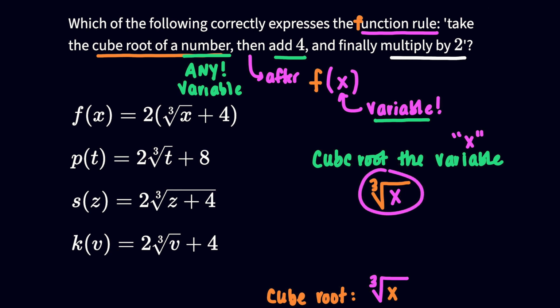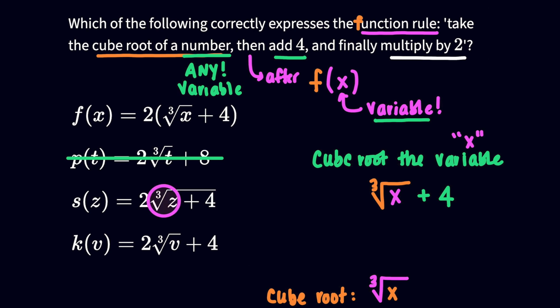Then, after you do that, you will add 4. So I take this and I add, literally, plus 4. Now notice how the cube root is not extending to the 4. The idea here is that you only do the cube root to the variable, and then once you find that answer, then you add 4. Now we can go back and see if any of it matches this. Well, here's the cube root of X plus 4. So we'll leave that in there. Here's the cube root of the variable T, but it's plus 8. Nah, that's not it. Goodbye.